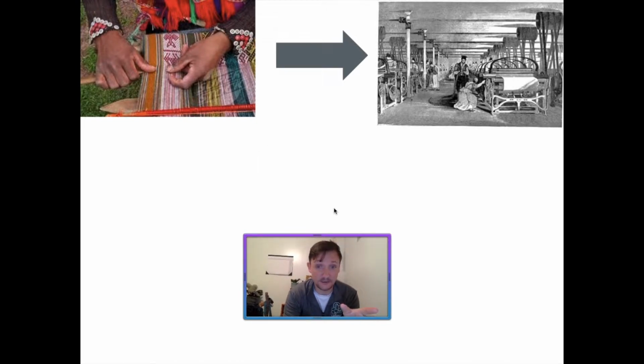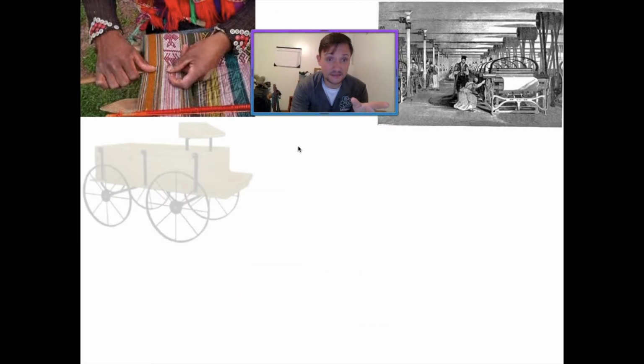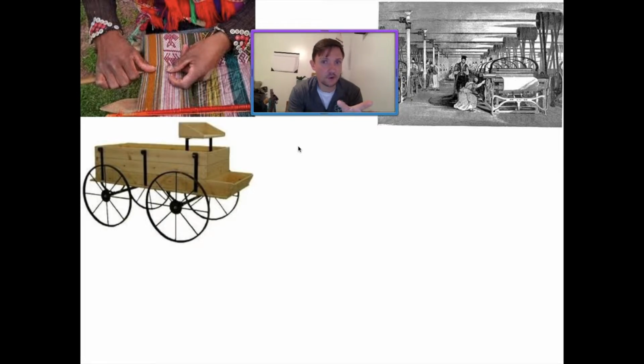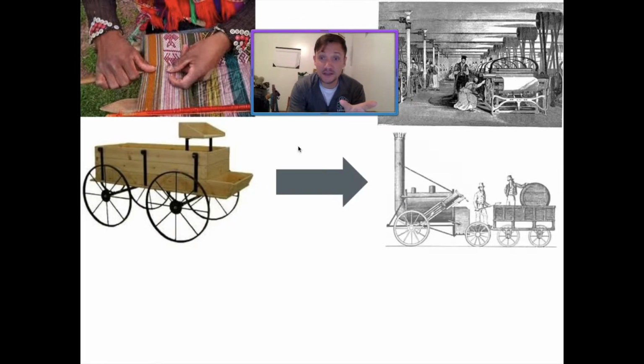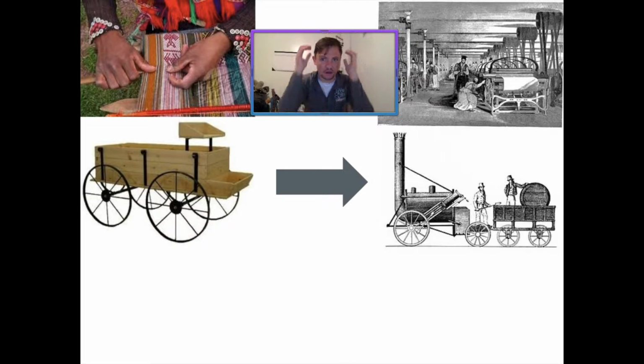producing cloth in factories. We're going to go from this, which is simple wagons and horse-drawn transportation, to this, steam locomotives and intense forms of transportation, whether it be steam boat or steam locomotive. Not cars for a long time. Don't get that twisted. All right.